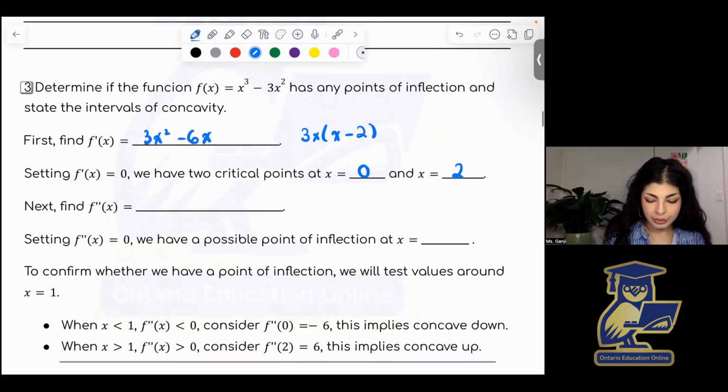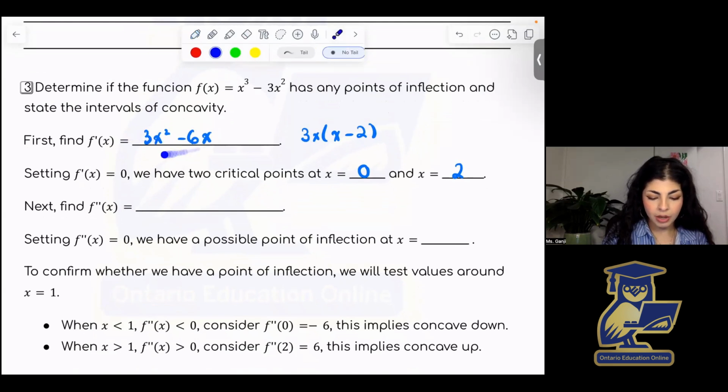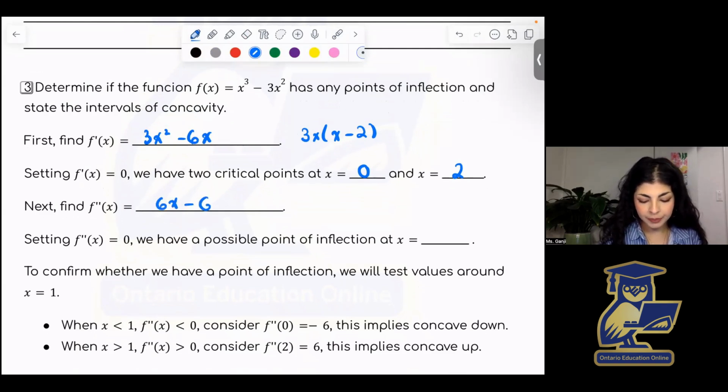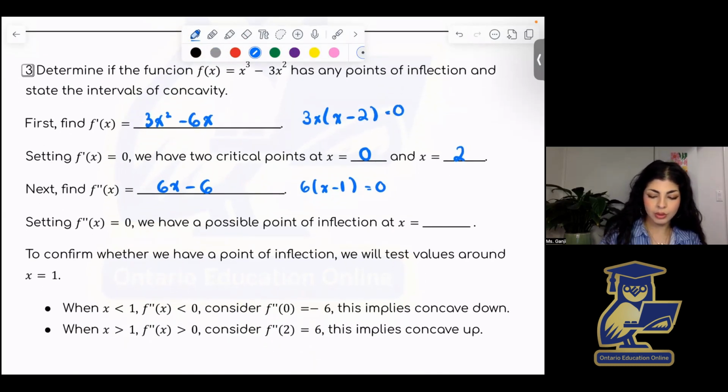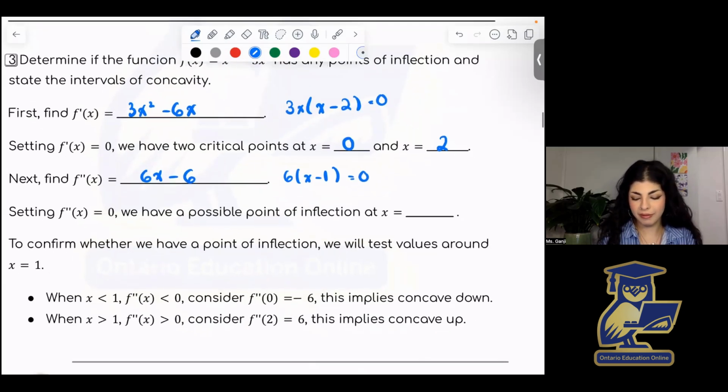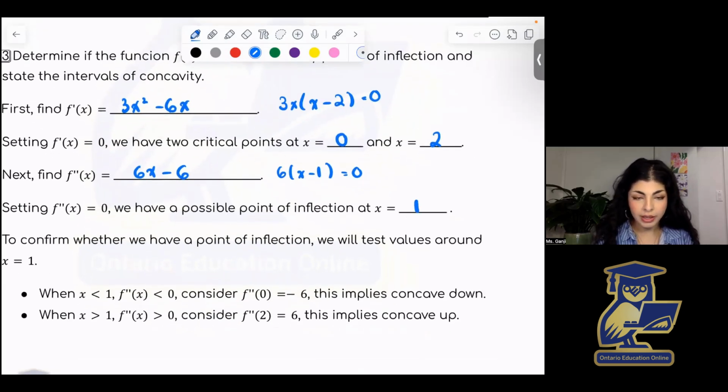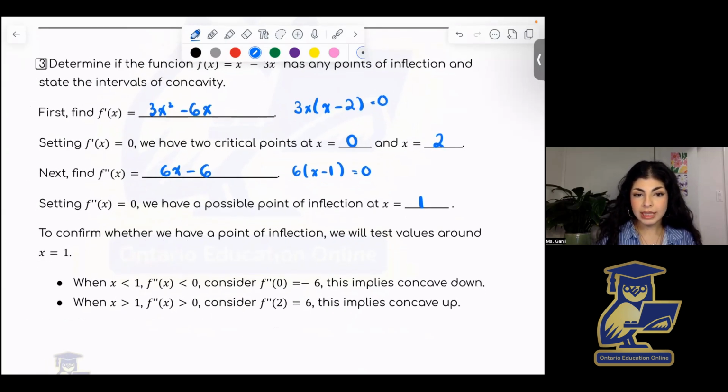Now we find the second derivative, and I'm going to go back and use this one because I don't want to do product rule here. So we're just going to do difference rule, and then we have 6x minus 6. And now if I factor this one, we have 6 times x minus 1. And for this to be equal to 0, we have one possible point of inflection, which is x is 1. So we're going to test it out, but we don't know for sure that it's a point of inflection just yet.